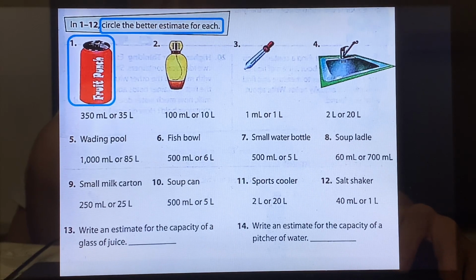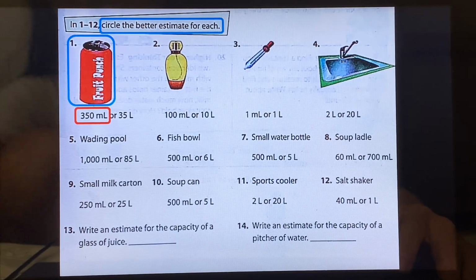Number 1, it's a can of fruit punch. 第一题是一罐综合果汁。Which do you think is the better estimate of the capacity of the can of fruit punch? What do you think? 350 milliliters or 35 liters? 350 milliliters. Did you get it right?